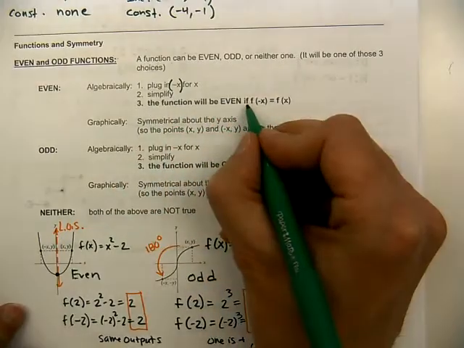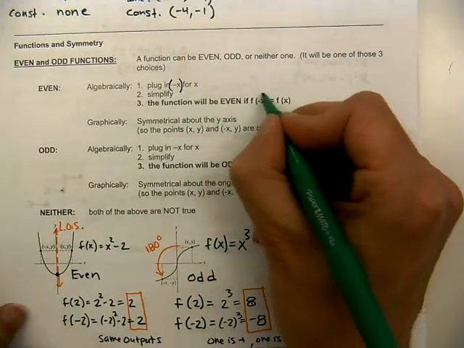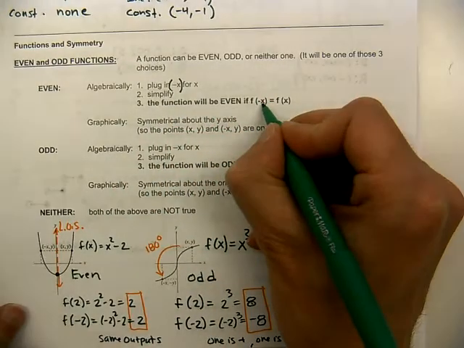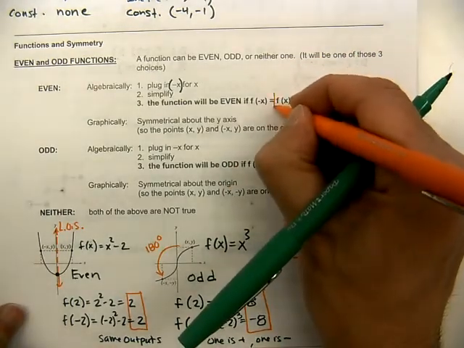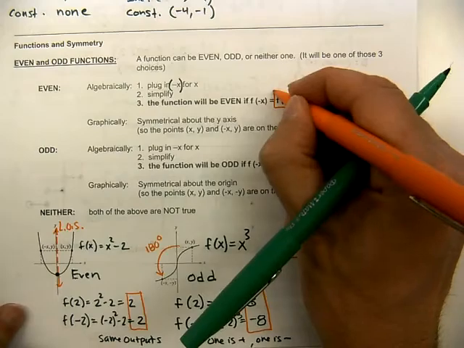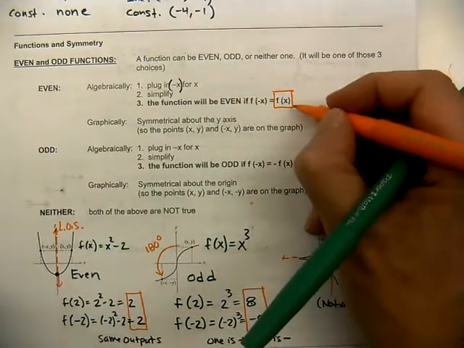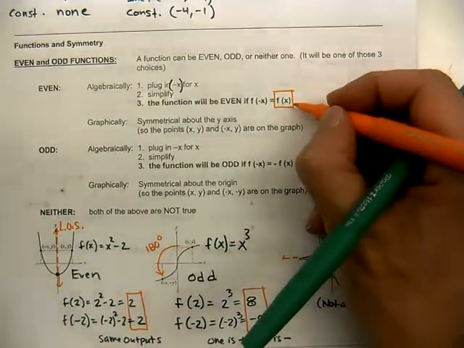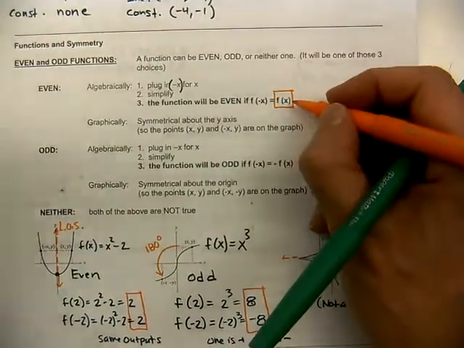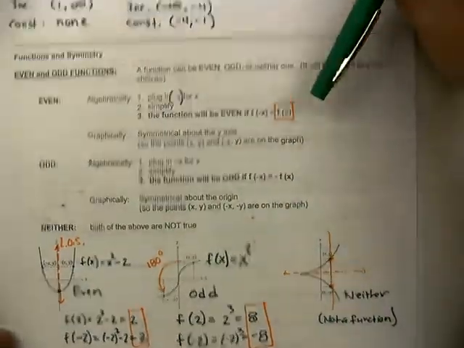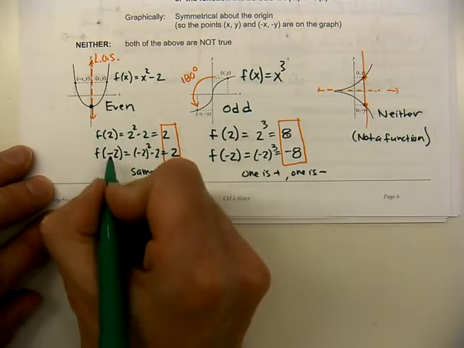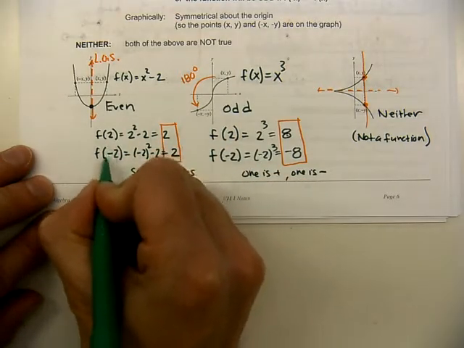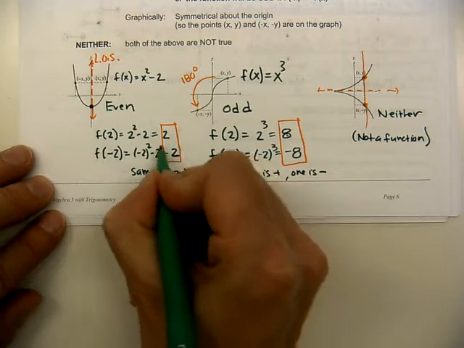The function will be even if, after we've plugged in that negative x as the input, my answer is, so check this out, that's the notation for the function, meaning if it's exactly the same output, if it's exactly the same result. That's what we were seeing down here in our first illustration. If I plug in the negative input, will I get the exact same output?